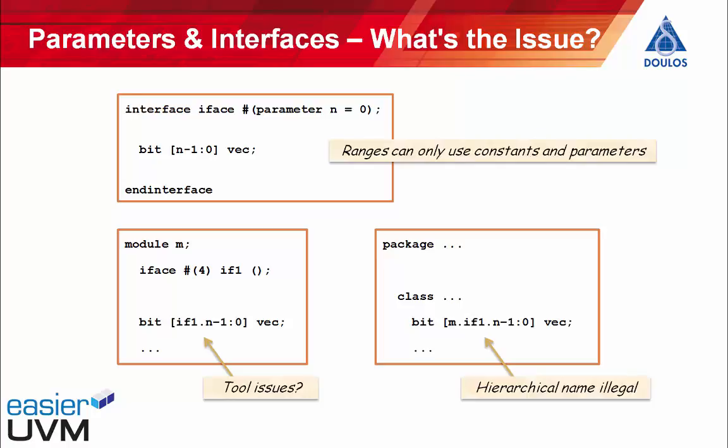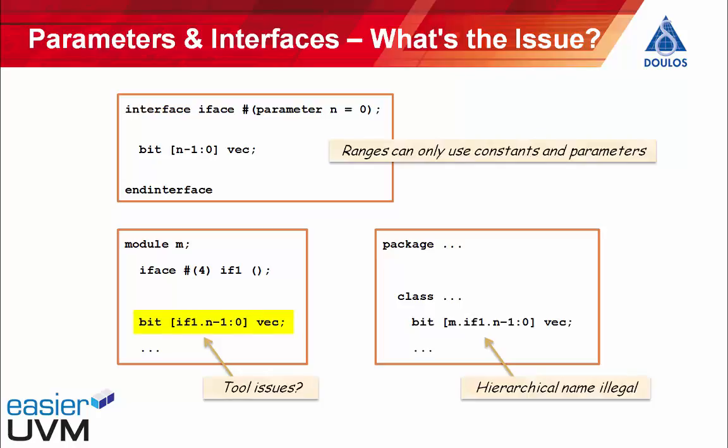So let's suppose we have a SystemVerilog interface that contains one or more parameters. Outside of that interface, we may want to create ranges where the range depends on the value of the parameter in the interface. And there we immediately start hitting tool issues and language issues. For example, suppose we have an instantiation of the parameterized interface, and we then want to create a vector whose size goes from n-1 down to 0.